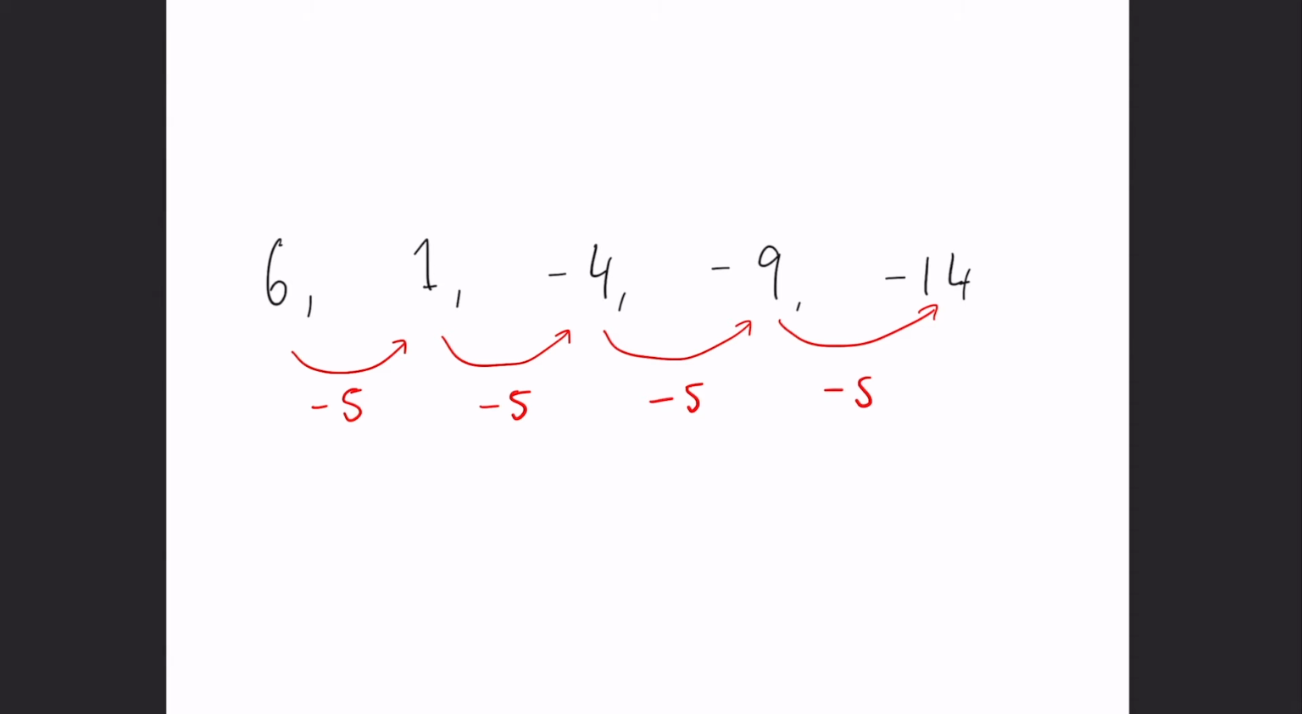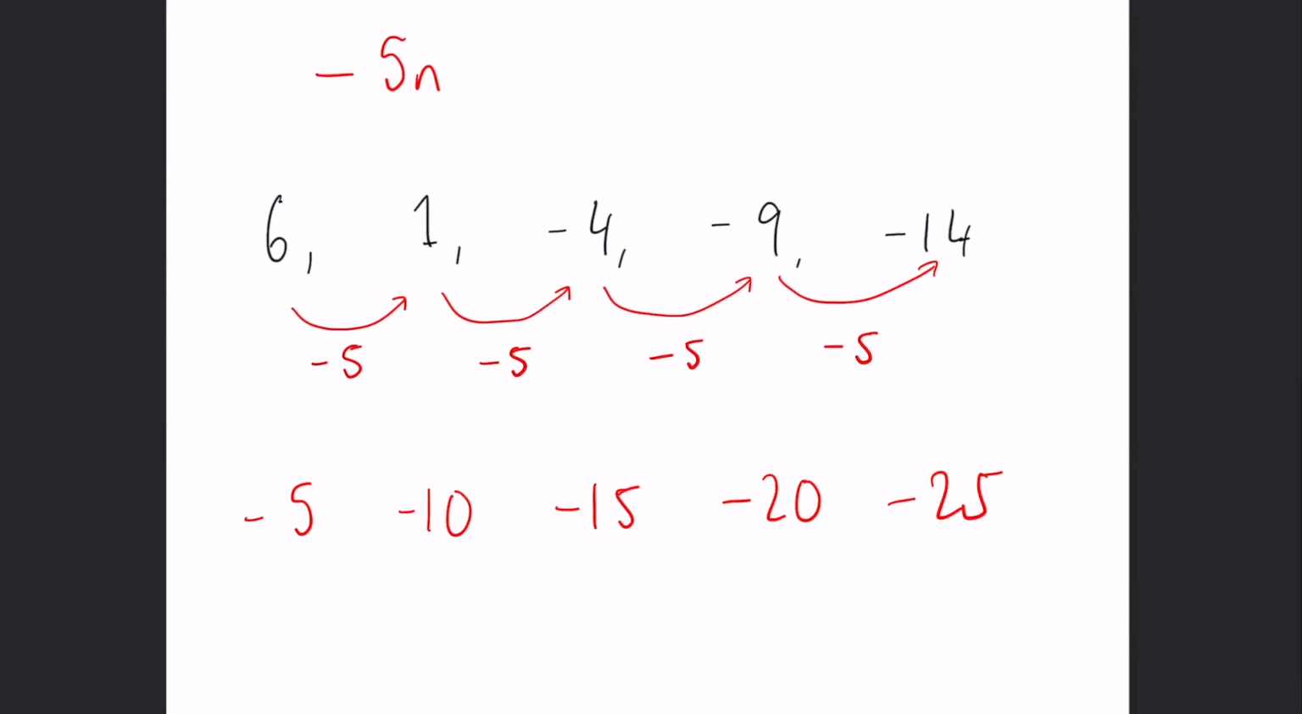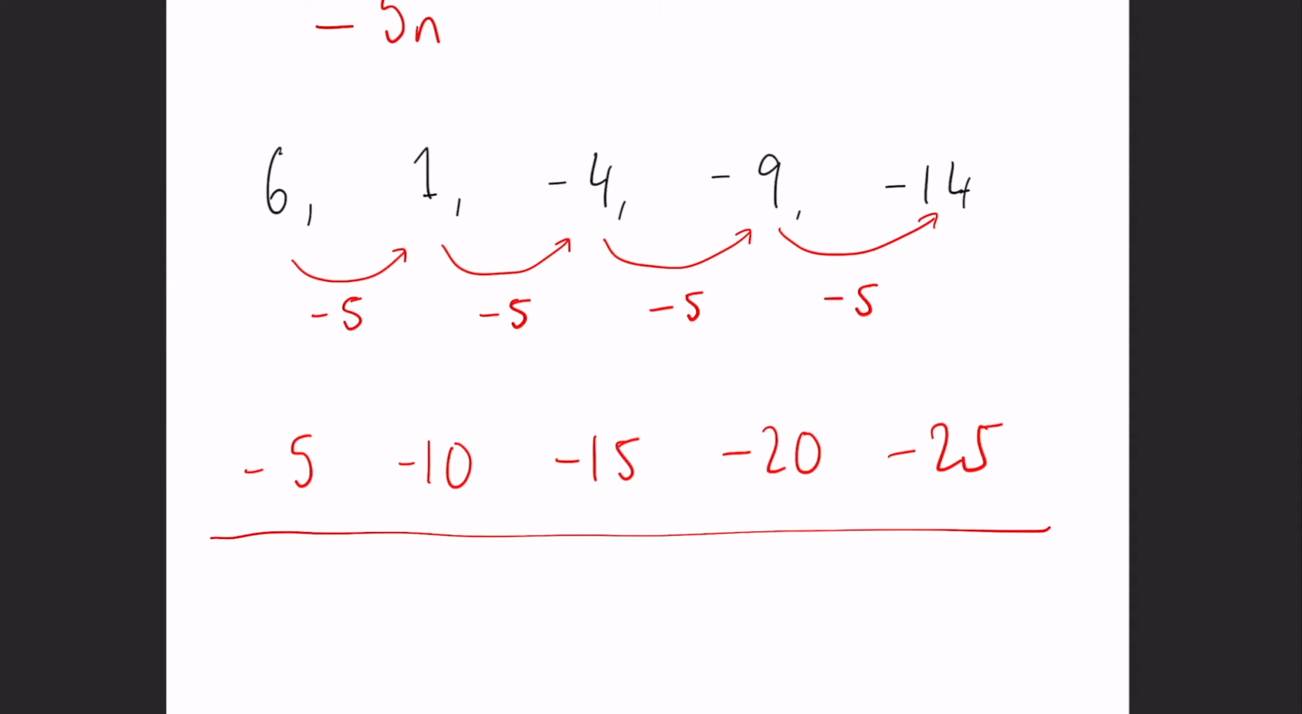So we know our nth term starts with minus 5n, and we write the minus 5 times table. So minus 5, minus 10, minus 15, minus 20 and minus 25. Exactly the same again, we have to subtract the minus 5 times table from the original sequence. Be careful of the double negatives this time, because 6 minus minus 5.